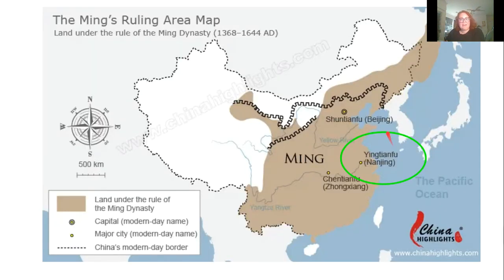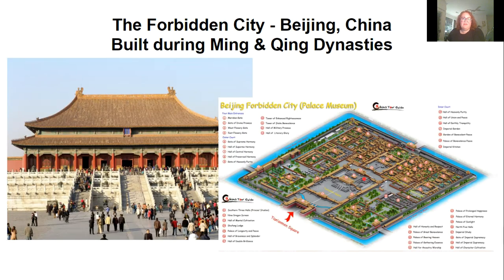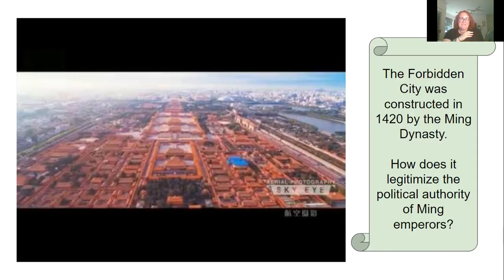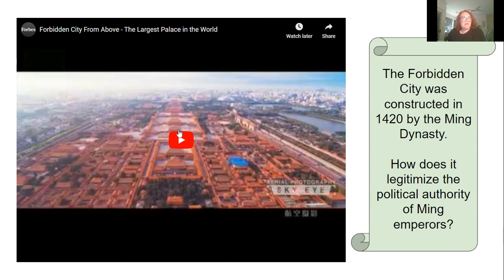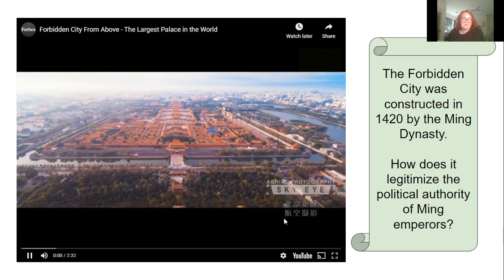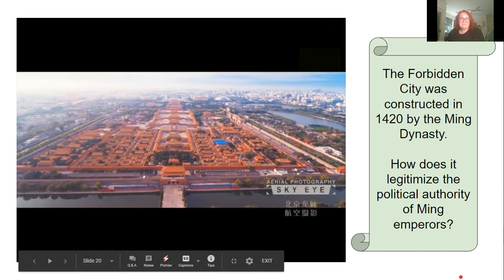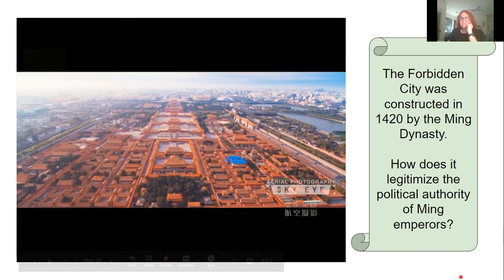And then Emperor Yongli would eventually move the capital back to Beijing, and Yongli would actually add to the Forbidden Palace, making it the Forbidden City that we know today. So here is Nanjing and Beijing to the north. Now, if you remember back to the map of the Grand Canal, Nanjing is on the Grand Canal route. So the Forbidden City, it's Beijing, China, and it was built during the Ming and the Qing dynasties.